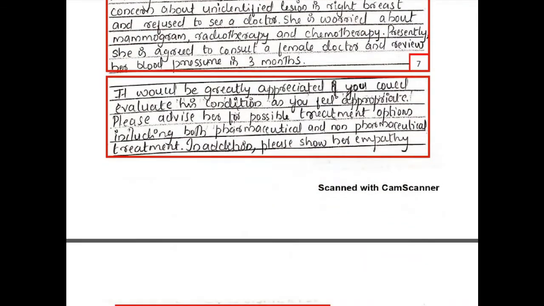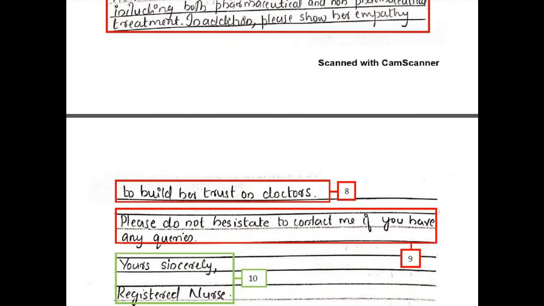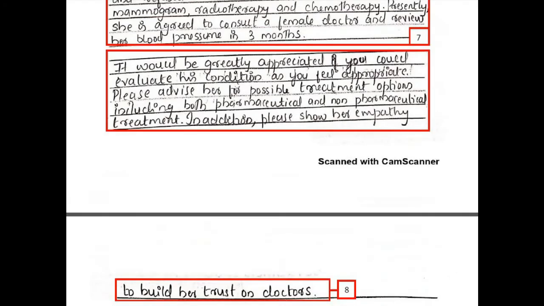Moving to the last paragraph: it would be greatly appreciated if you could evaluate his condition as you feel appropriate. Please advise her for possible treatment options including both pharmaceutical and non-pharmaceutical treatment. In addition, please show her empathy to build her trust on doctors. Here we can see a gender change in the first sentence saying evaluate his condition, which is a great mistake. This paragraph also doesn't say about her physical status, that is, she is a menopause woman.